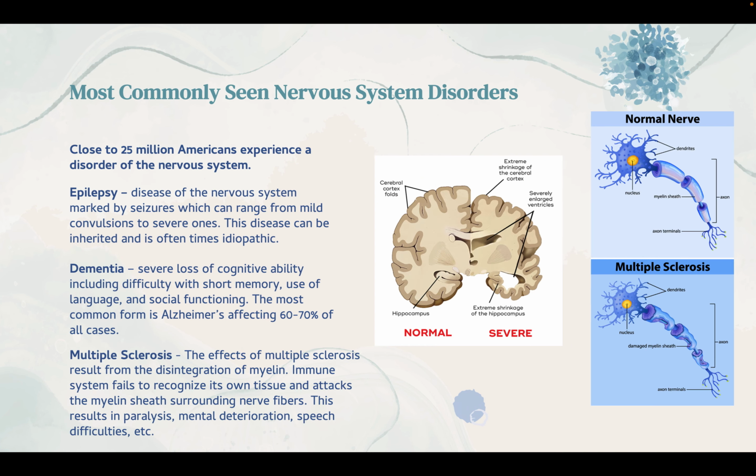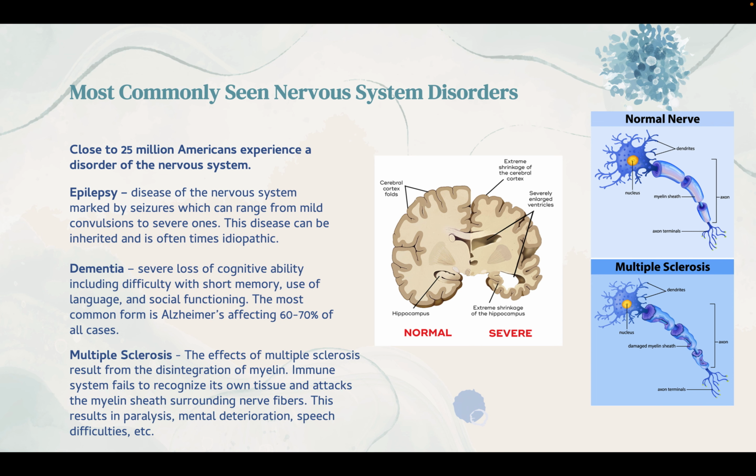These are three of the most commonly seen disorders in the US. Close to 25 million Americans experience a neurological disorder in their life. Epilepsy is the first one. It is a disease of the nervous system marked by seizures. This disease can be inherited and is oftentimes idiopathic, meaning that no cause is identified for this disorder.